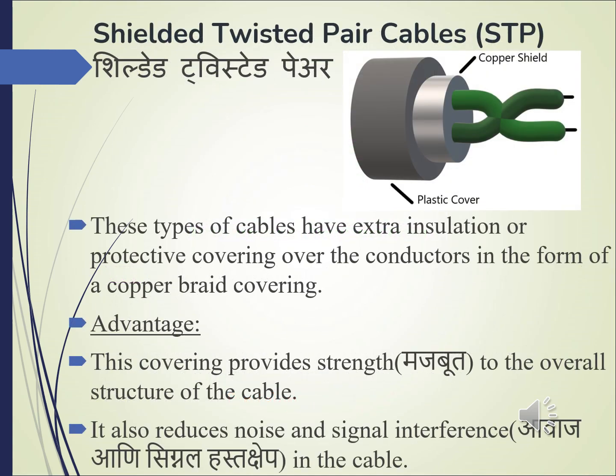Shielded twisted pair cables have extra insulation or protective covering outside the insulating twisted wires, as you can see in the diagram. The advantage of this type of cable is that it provides strength to the overall structure of the cable. It also reduces the noise and signal interference in the cable.